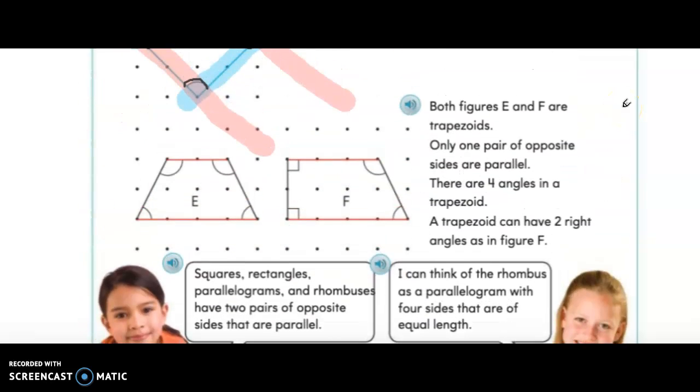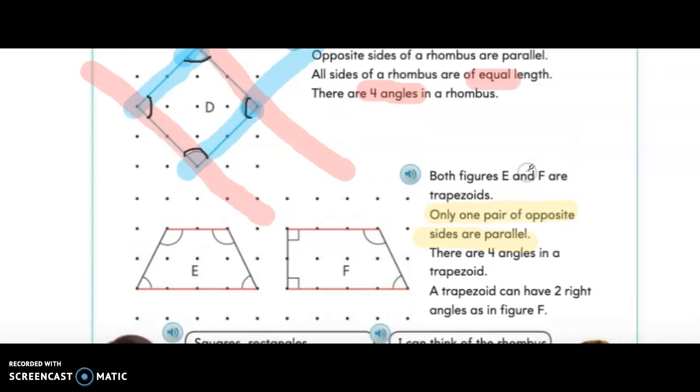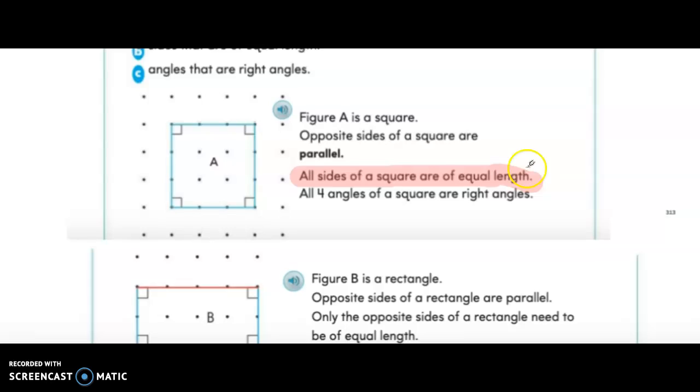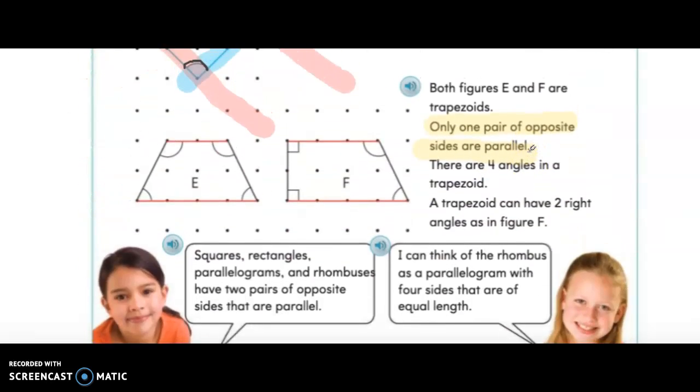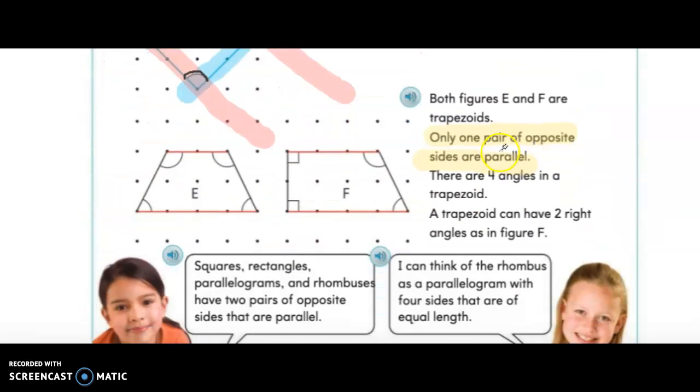Now, our last shape that we're going to look at is trapezoids. So both figures E and F are trapezoids. So only one pair of opposite sides are parallel. That is super important. They only have one pair of opposite sides that are parallel. That is different than these other shapes that we've looked at. These all have had 2 sets of parallel lines. This just has this set is parallel, and then these are parallel.